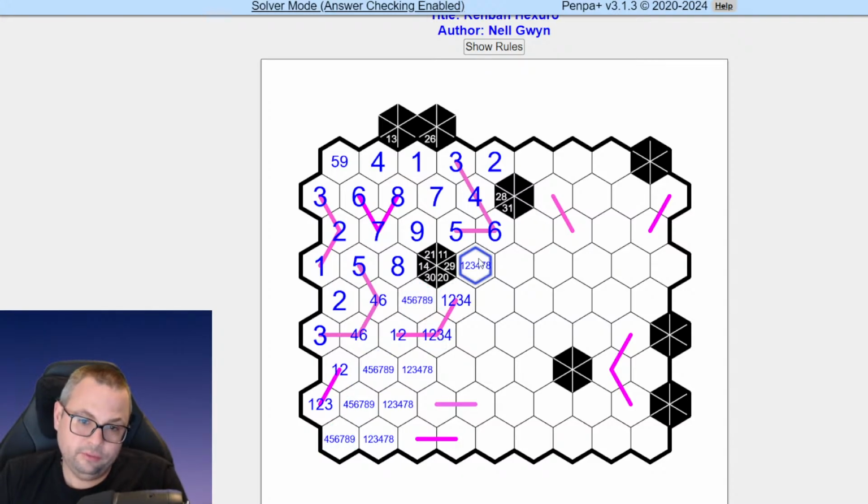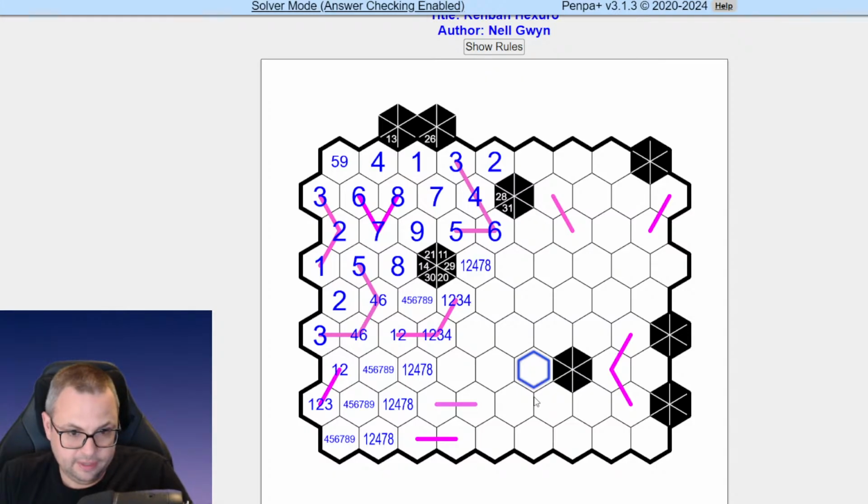We do know one of these two is a 3, so we can remove 3 from all of those, points out David. This cell is not a 6, 7, or 8. We know it is a 4, 5, or 9.